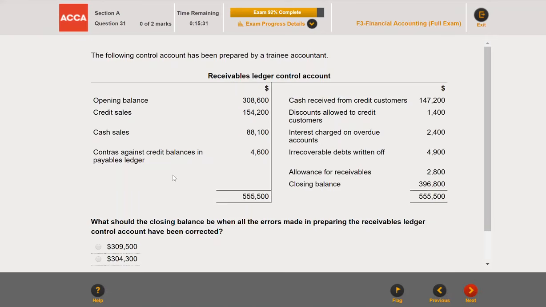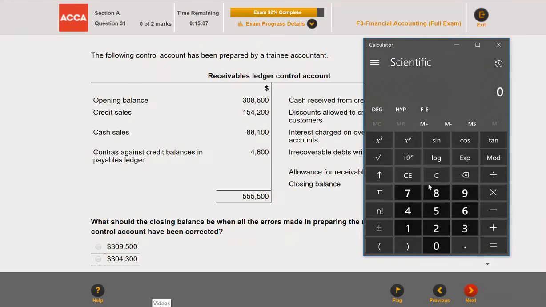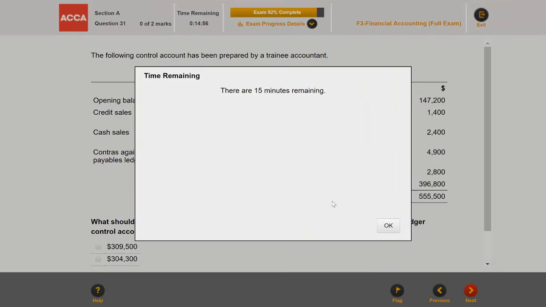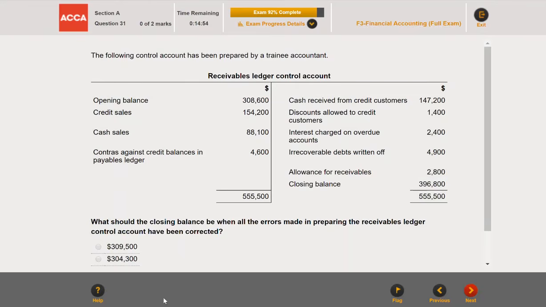What should the closing balance be when all errors made in preparing the receivable ledger control account have been corrected? The following control account has been prepared by a trainee accountant. So if you see a question like this, just like the previous question, redo the account. So this is a receivable account. So anything that should come on debit side, I will start with the opening balance, and without reading the question, just take the opening balance as plus figure. Now, something that should be credited, minus it. If something that should be debited, add it. Because receivable itself is a debit.